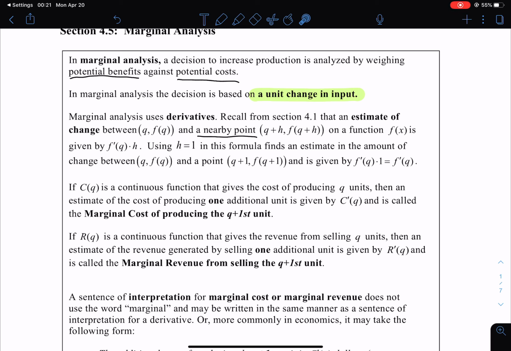So the change between these 2 points is actually f prime of Q, the derivative at the first point, multiplied by H, where H is the horizontal difference. So we have learned this part from section 4.1. We use this formula to estimate the change between 2 points Q, f of Q, and the nearby point Q plus H, f of Q plus H.